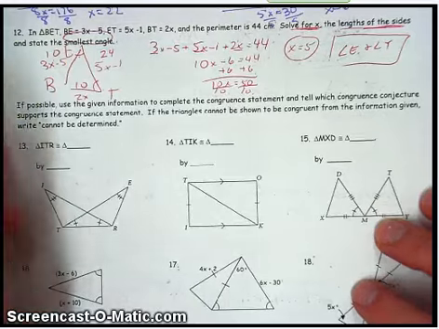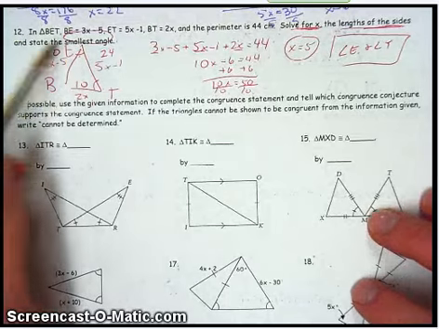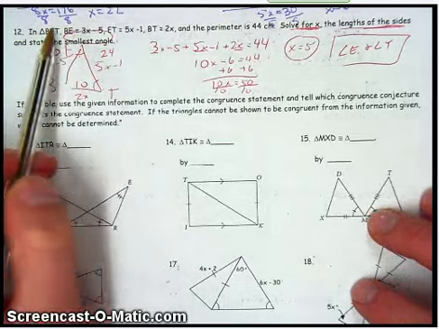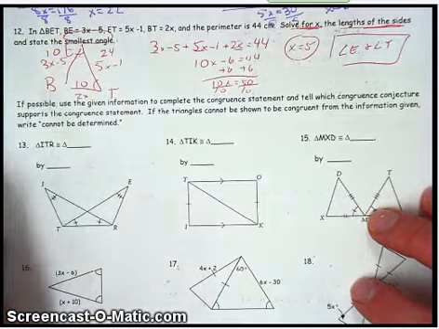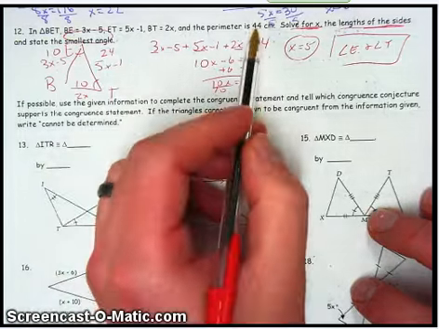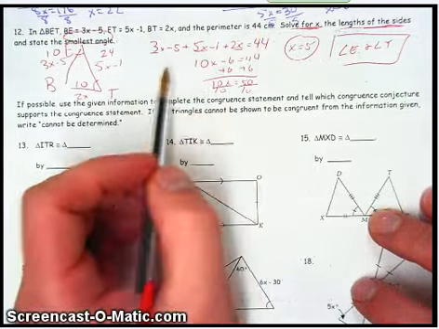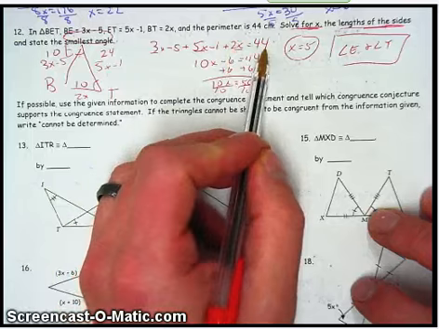Okay, first thing I would do is draw yourself a picture. Triangle BET. Label the values that you're given. BE is 3x minus 5, BT is 2x, ET is 5x minus 1. You're also given the perimeter is 44. So I can add my three side lengths and set it equal to 44.